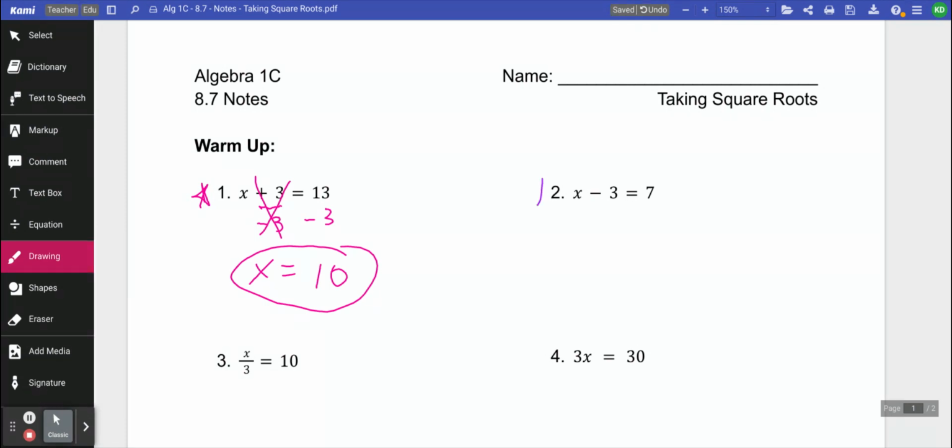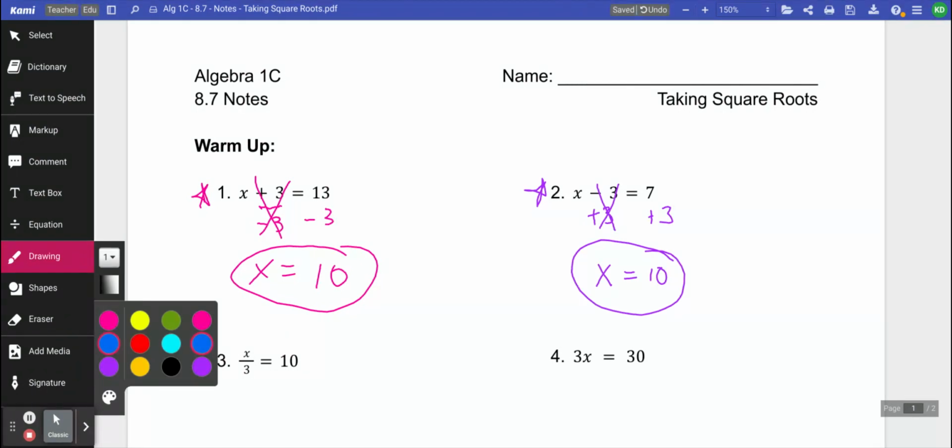So for number 2, we have x minus 3. And again, I'm only looking at the side with the variable. I don't really care what's on the other side. So I'm just going to add 3 to get rid of the minus 3 and do the same thing to the other side. These cancel out and we get x equals 10.